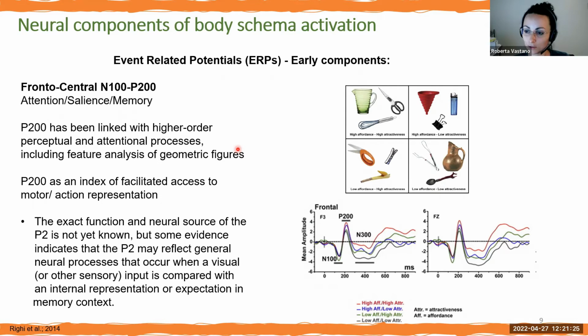However, it's important to note that the exact function and the neural source of the P200 is not fully understood today. There is evidence that indicates that the P200 may reflect more a general neural process that occurs for any stimulus that we observe, that is usually compared with an internal representation or expectation from our memory context.